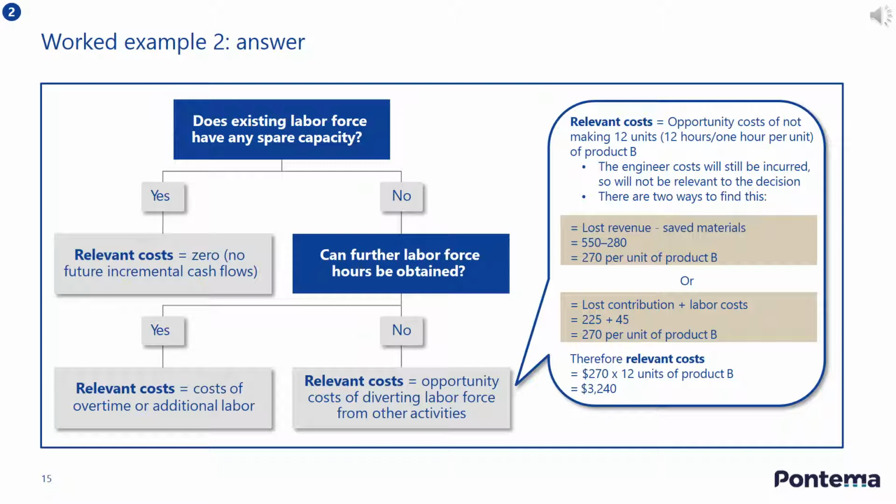As you can see from the slide, with the engineer's time diverted, the relevant costs relate to the opportunity costs of not making 12 units of product B. The engineer's costs will still be incurred, despite his time being diverted, so will not be relevant to the decision. This means the relevant costs relate to the lost revenue minus any materials saved from being used. In this example, this equates to $270 per unit of product B, totaling $3,240 as the opportunity cost for not making 12 units.